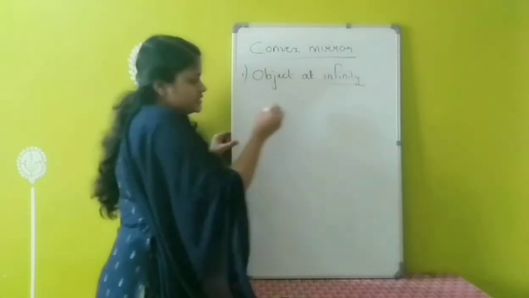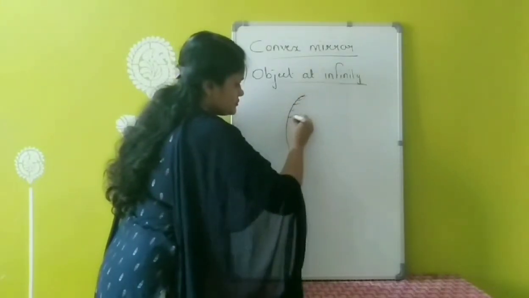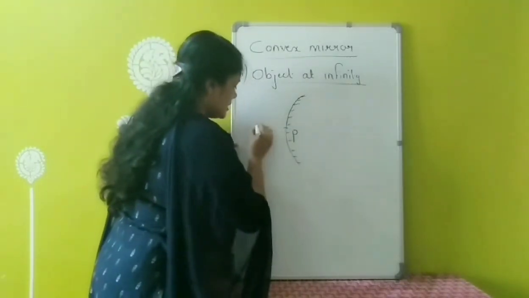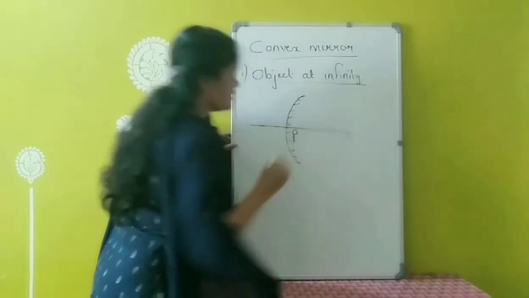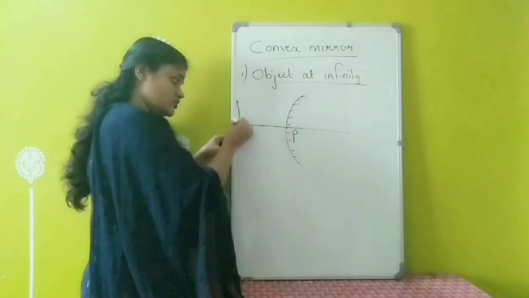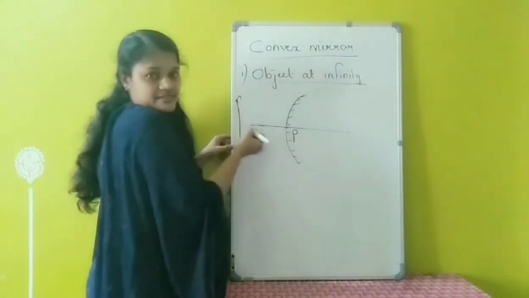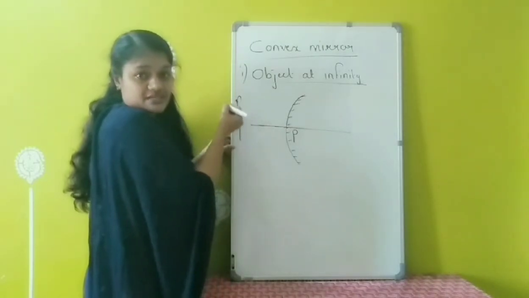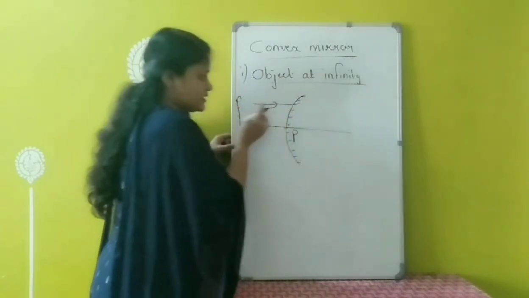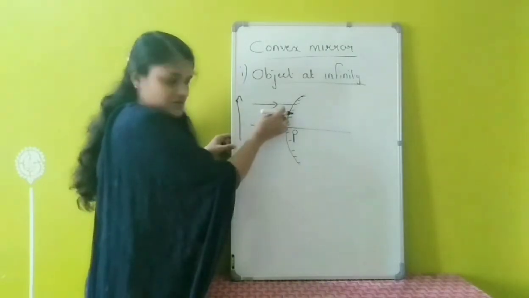Object is at infinity. So I am taking a convex mirror. Convex mirror, pole. I am drawing the principal axis, and I am considering an object at infinity, somewhere at a distance. We don't know, somewhere at a distance object is there. And consider 2 parallel light rays. Whenever object is at infinity, we are considering light rays to be parallel. So I am taking one parallel light ray like this. So this is a parallel light ray coming from the object.